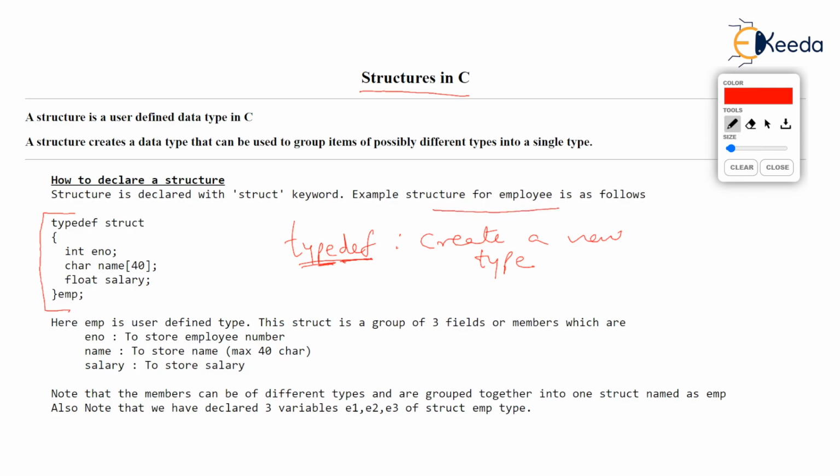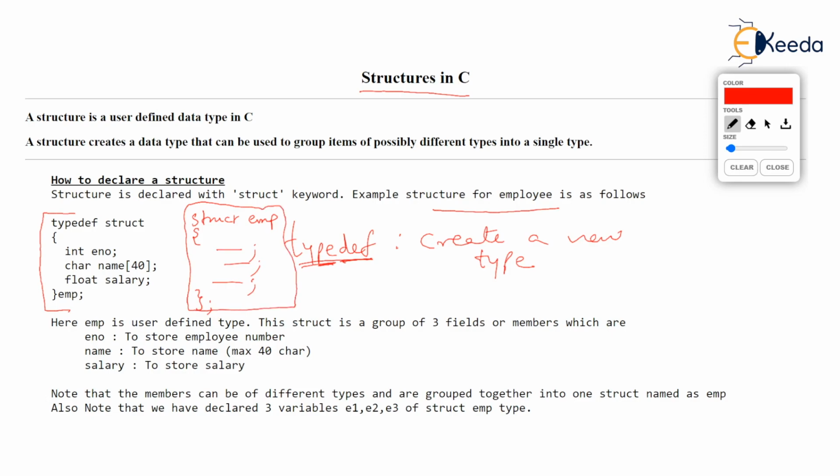How did you declare the structure in that video? You wrote struct emp, the name of the structure. Then you wrote the members of the structure, eno, name and salary. And then you ended the structure with a semicolon. Isn't it so? So you created the structure in the very first lecture of the structure topic like this.